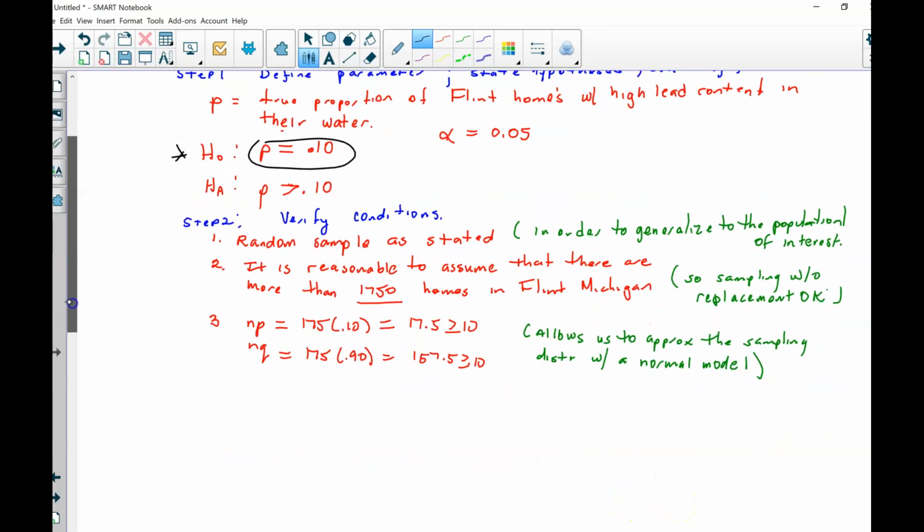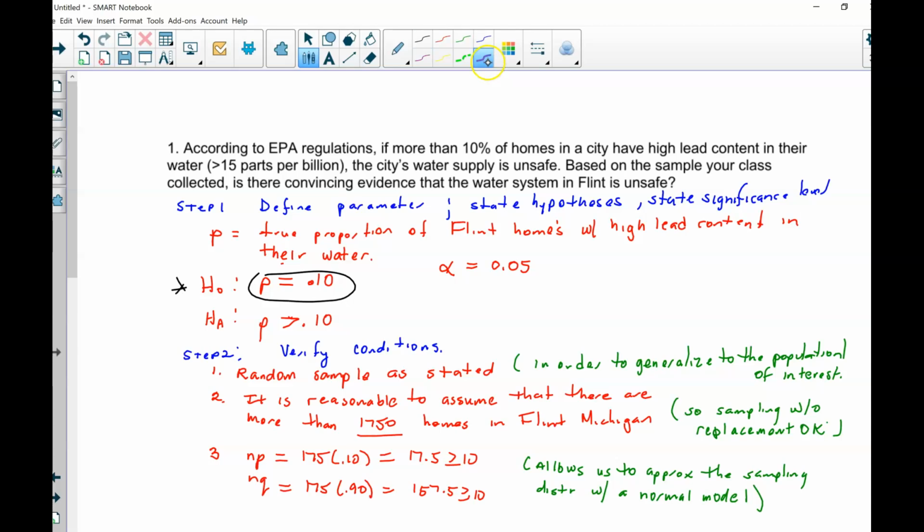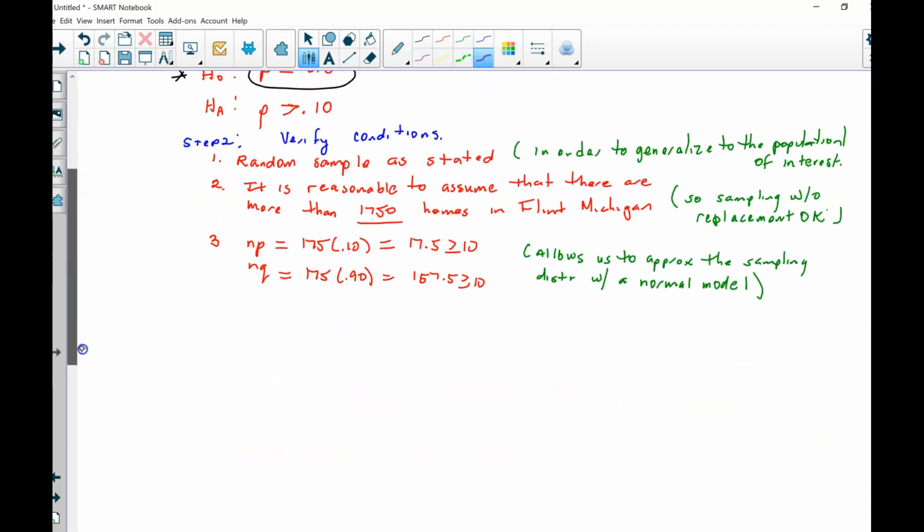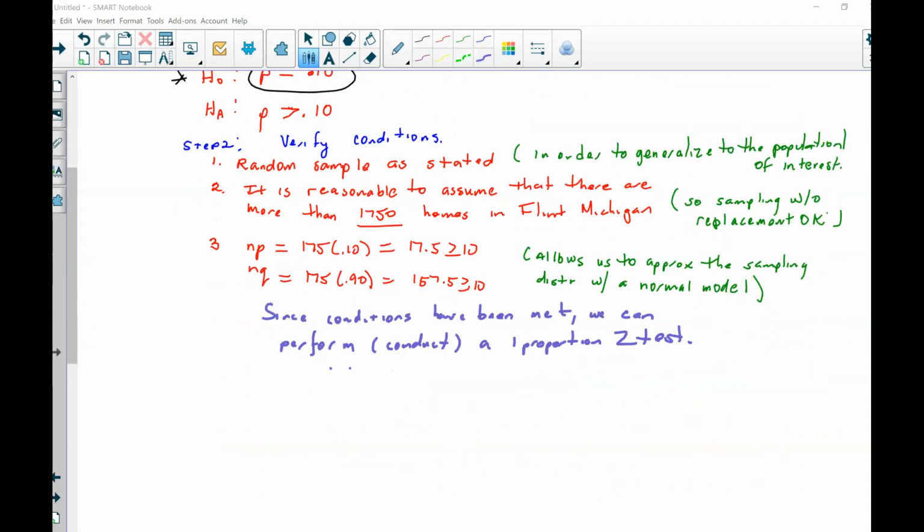So that's really important. You now have to provide a summary statement which names the test. Since conditions have been met, we can perform or conduct a one proportion z-test. Notice we're not constructing a confidence interval. We're going to be performing a test. And you have to name that test. This is called a one proportion z-test.